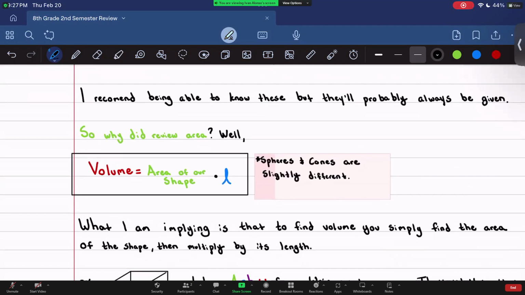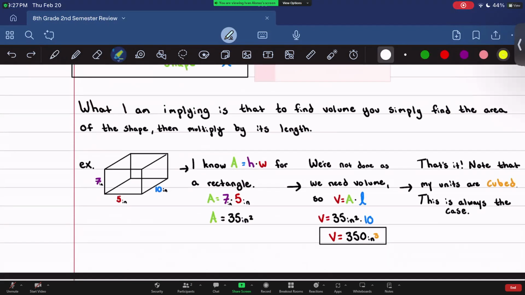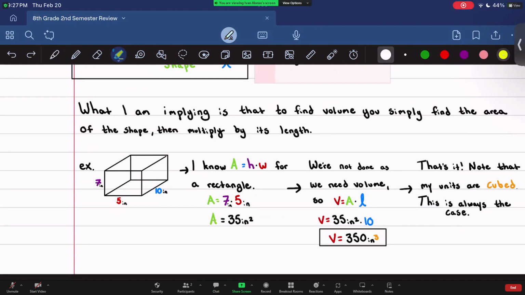So all that is saying is the same thing I just said. Most of these volume formulas are making you find the area and then multiplying it by its length. Look at an example of what I mean if you're still slightly confused. Look at this rectangular prism. You should be able to identify that. This is actually the same shape that the test wanted you to find the surface area for. I know that area is height times width for a rectangle, so I find that my area is 35 inches. 7 times 5 is 35. And really important, it is squared.